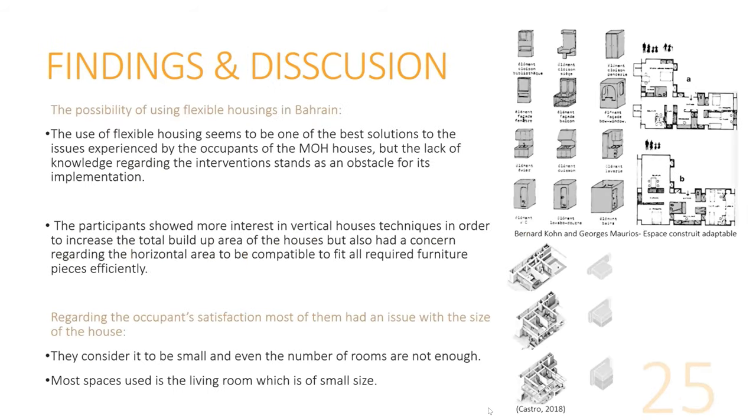The findings regarding the possibility of using flexible housing in Bahrain showed that flexible housing seemed to be one of the best solutions to the issues experienced by the occupants, but the lack of knowledge regarding these interventions stands as an obstacle for its implementation, especially if they would use the plug-in technique for the customization of spaces as needed by the family members, or the modular technique for future extensions if needed, and also the use of pre-planned finishing choices in order to provide the occupants with greater flexibility and personalization in their spaces, since most of the occupants opt to change their finishings once they receive these social houses.